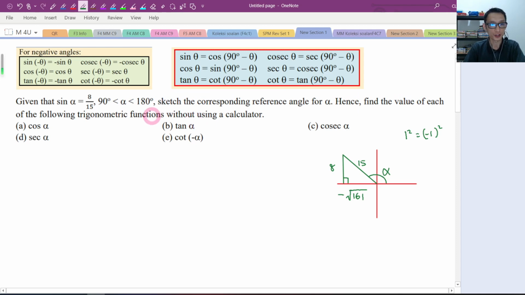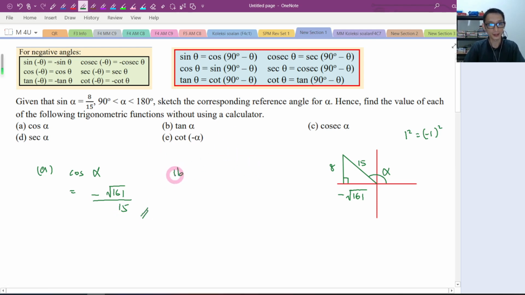Find the value of each of the following trigonometric functions without using a calculator. So we have drawn this diagram, and we can just use this diagram to help us get the answer for all of these. Cosine alpha, CAH. Adjacent over hypotenuse. Okay, this is the answer for part A.